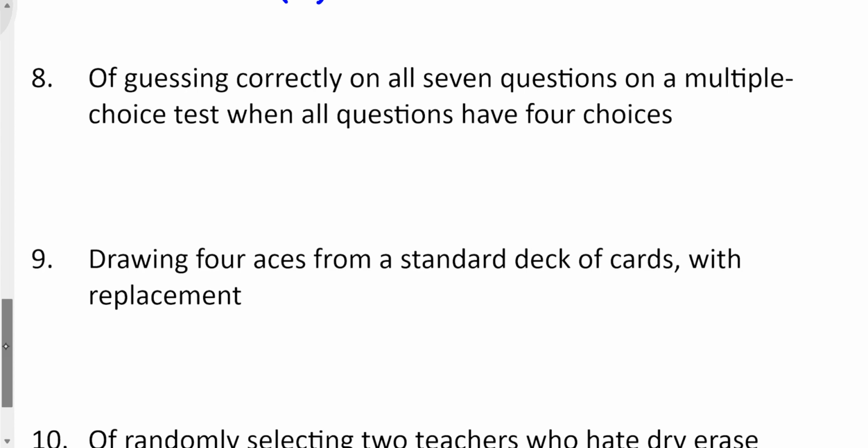What's the probability of guessing all 7 questions on a multiple choice test? Well, we have 4 choices. You have a 1 in 4 chance. We're doing it 7 times. We're going to do that to the 7th power. That's how you can find that probability. These are independent as well. Doesn't matter one question to the other.